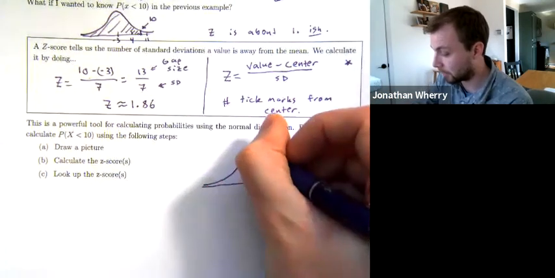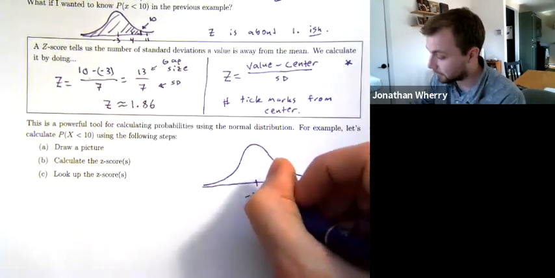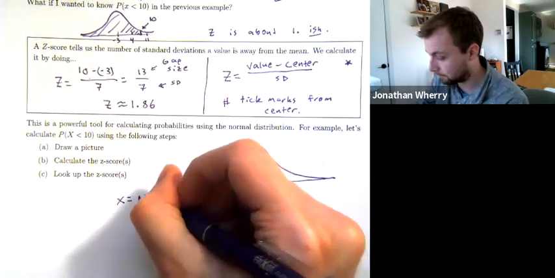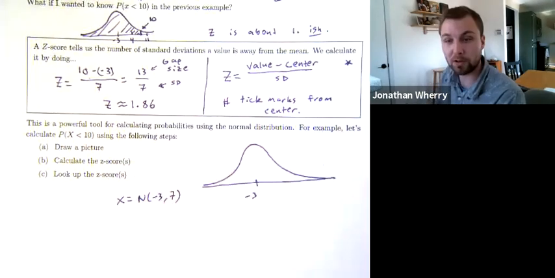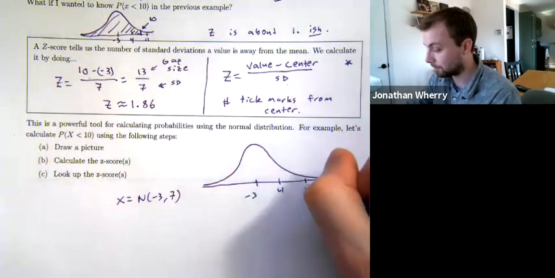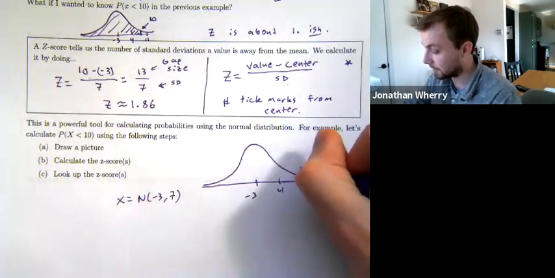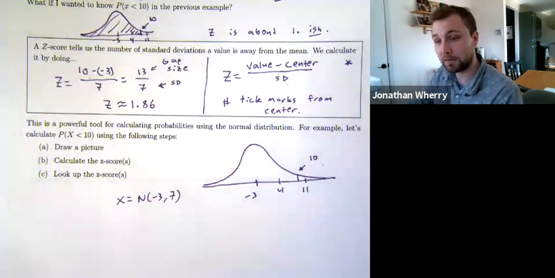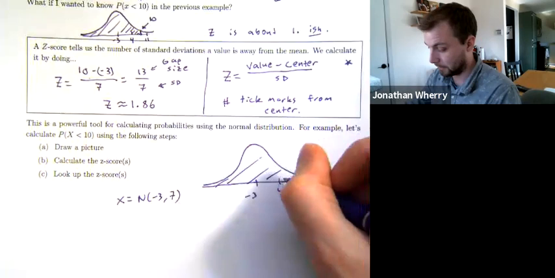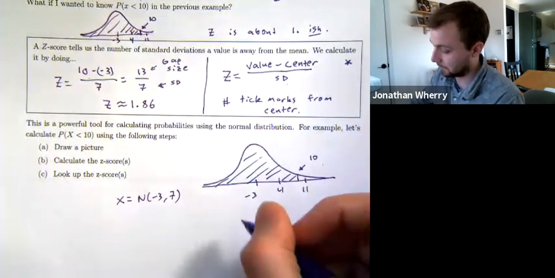First step, I'm drawing the curve to the best of my ability. Center, I'm still working with that -3, 7 model. We'll switch it up here in a bit. Counting by 7, still 4, still 11 here. My value is 10. It didn't line up perfectly. A little bit of panic. I couldn't use that 68, 95, 99.7. That's okay. I don't have to be able to use it. And I'm shading to the left.